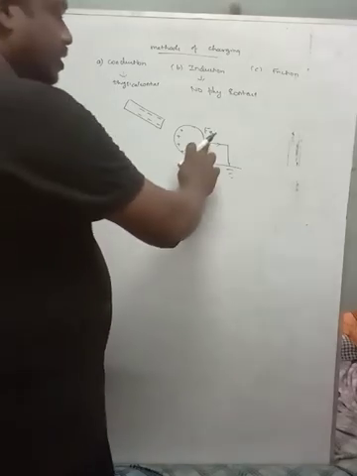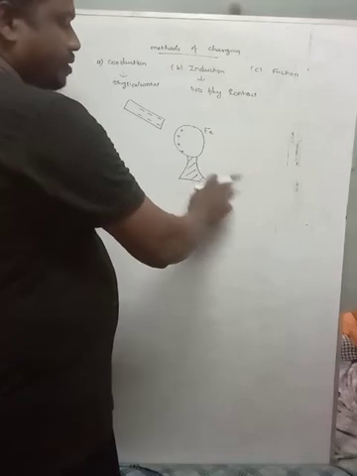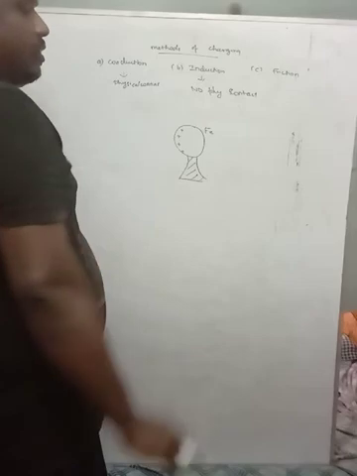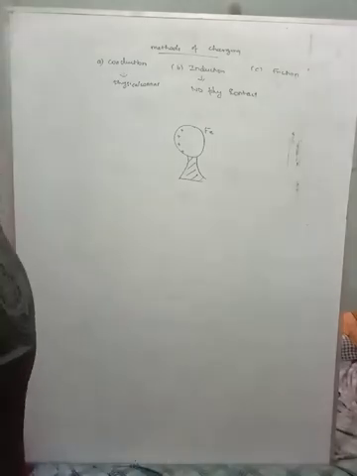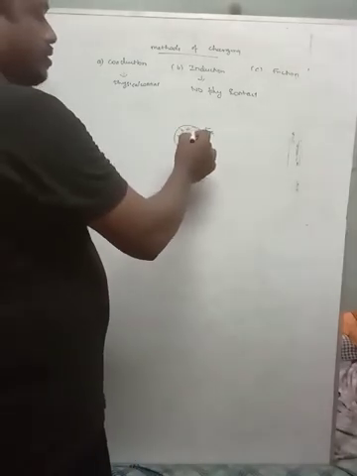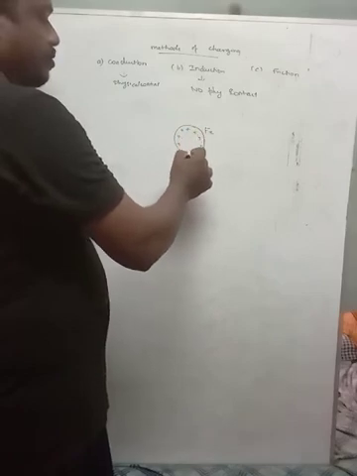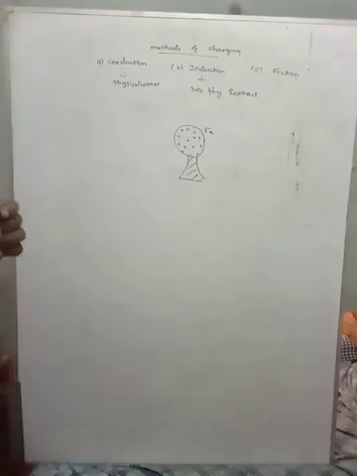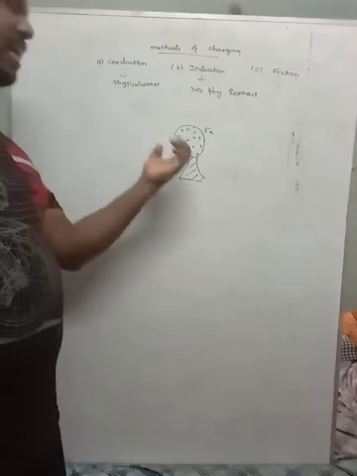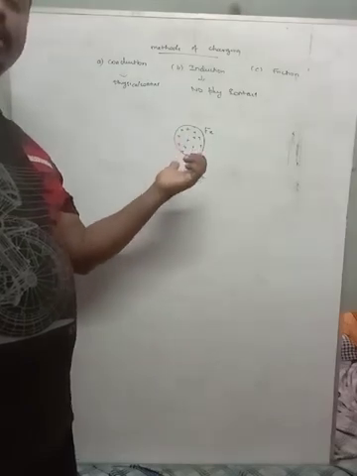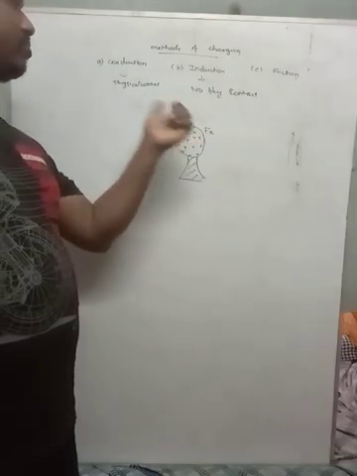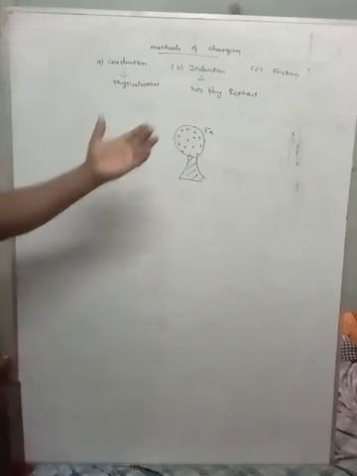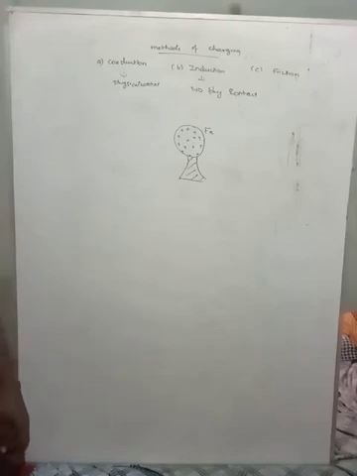Now let me remove the earth connection and remove the rod. Now what will happen? The positive charge will be equally distributed over the surface of the conductor. That means we can make a neutral conductor into a charged object just by placing a rod in front of it. So this we call induction.